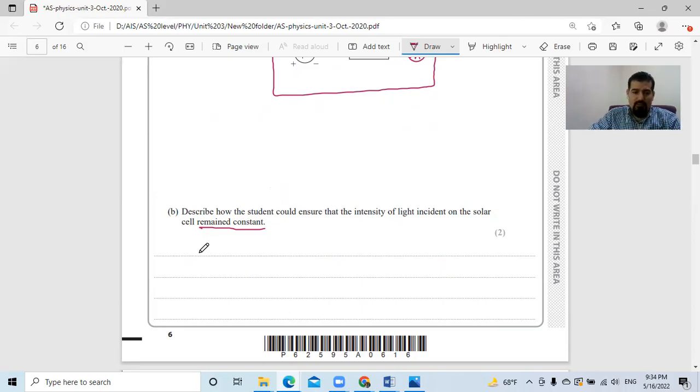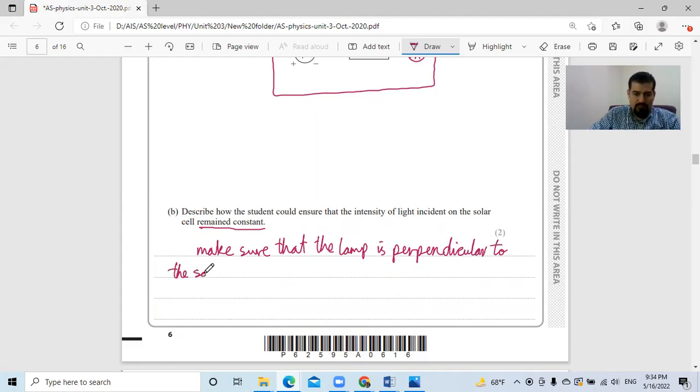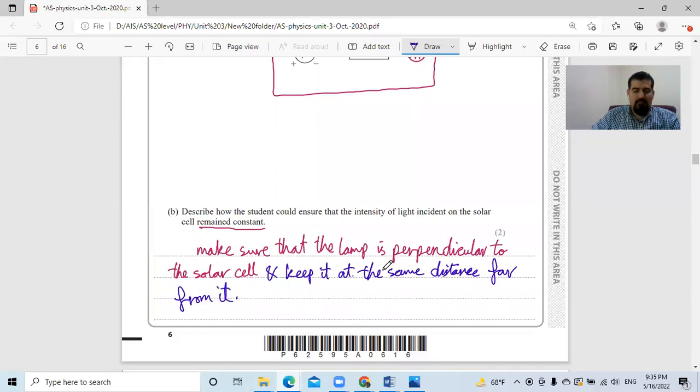So I will write that, make sure that the lamp is perpendicular to the solar cell and still at the same distance, and keep it at the same distance far from it.